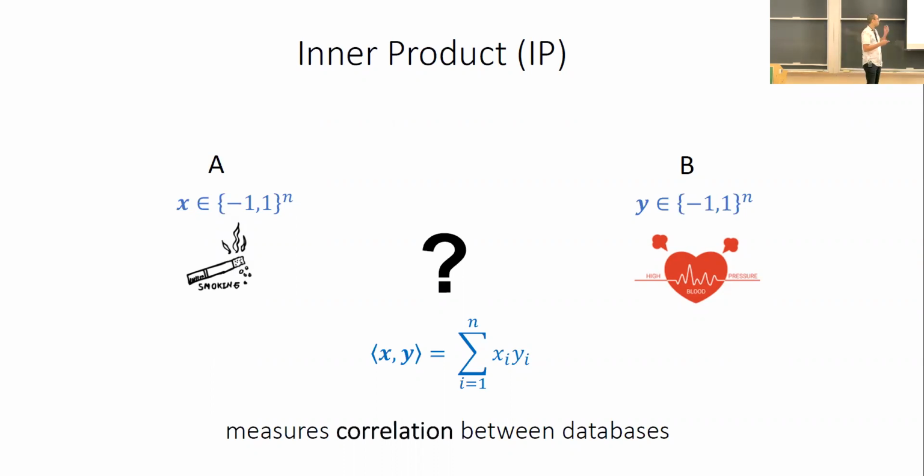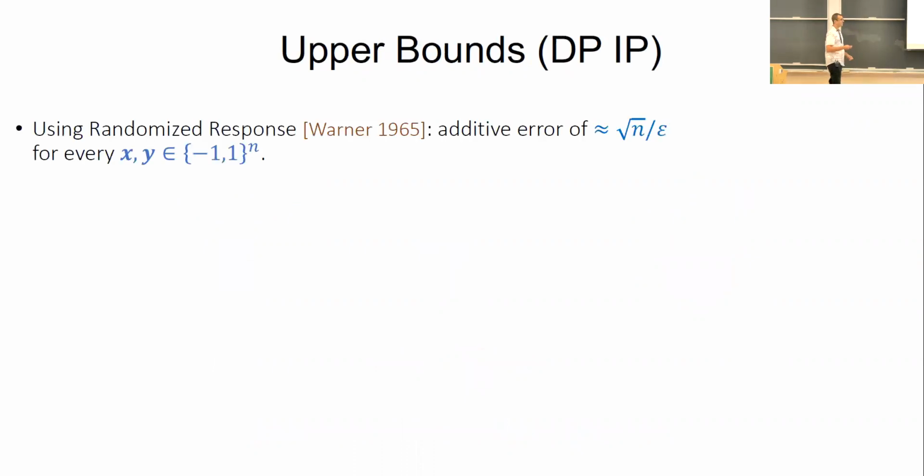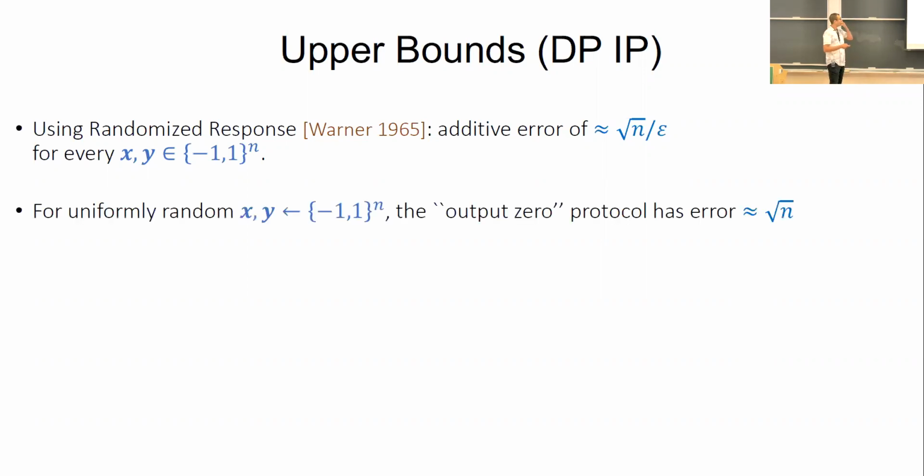So now the question: can we do it in a two-party case? Regarding upper bounds, using techniques from the local model, using randomized response, where A just sends a randomized version of each of the xi, we can do it. It will lead to an additive error of square root of n over epsilon, just because of the randomized noise in each coordinate.